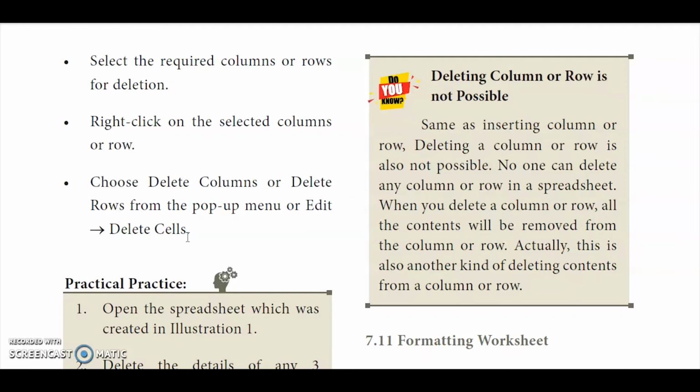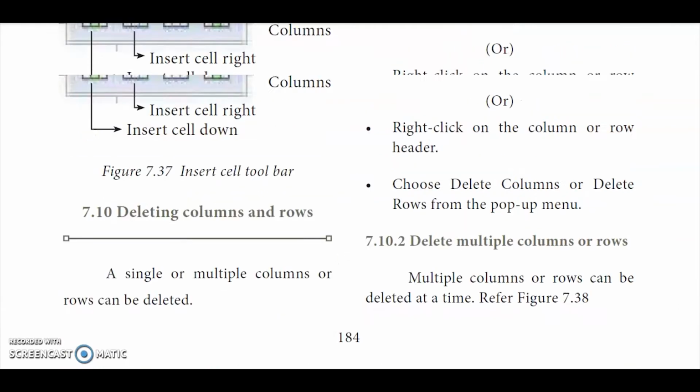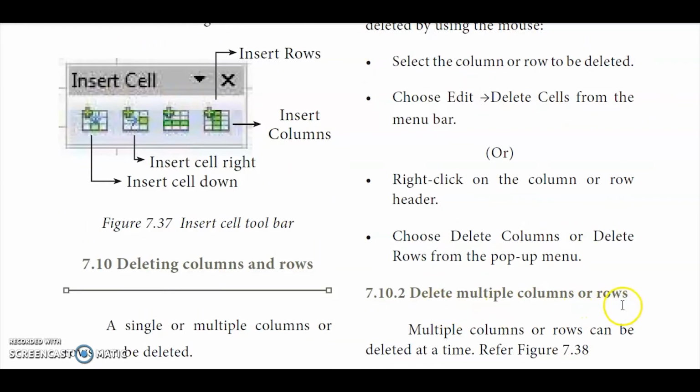Okay. So why I am giving this again is, see in your book how they have given it specifically. If you are asked to explain deleting columns and rows, then you have to explain like this: delete single column or row, delete multiple columns or rows. Like this you have to divide your answer with 2 subheadings and then write. The procedure is the same with the menu. A pop-up menu appears on right click, you select delete, then it will be deleted. But you have to write like this, point wise.